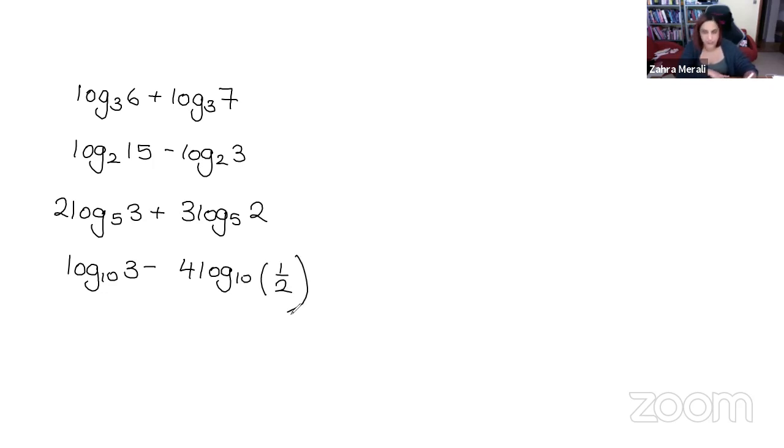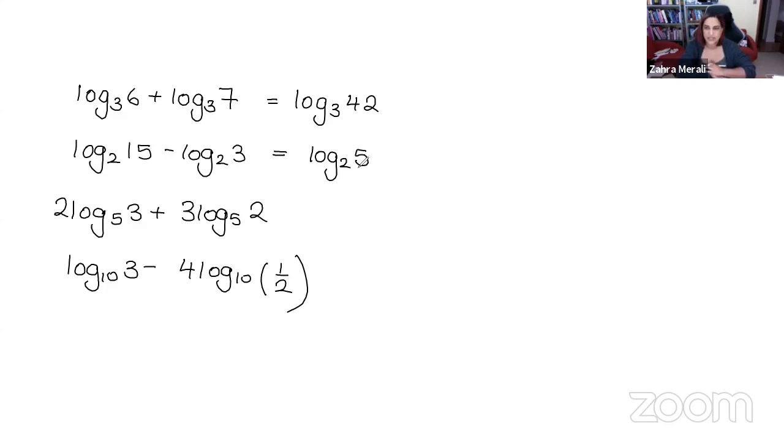So here we check, our base is the same. We've got an add there, so add means times. 6 times 7 is 42. So if we were to combine this, we'd get log 3, 42. Here we've got a minus, the base is 2 in both cases, means we can divide. 15 divided by 3 gives us 5.